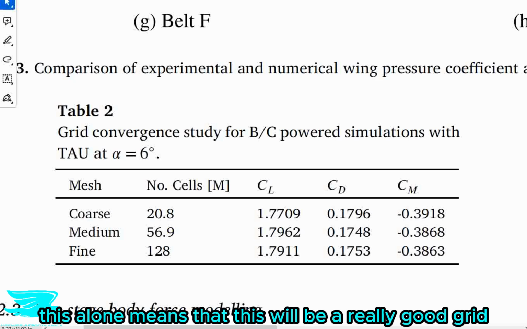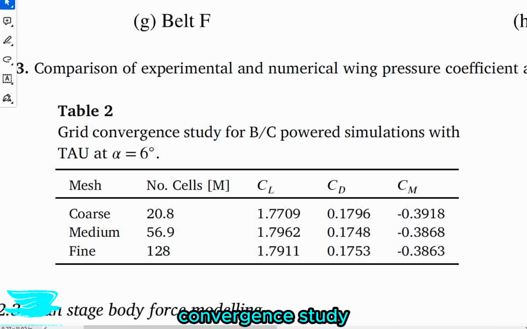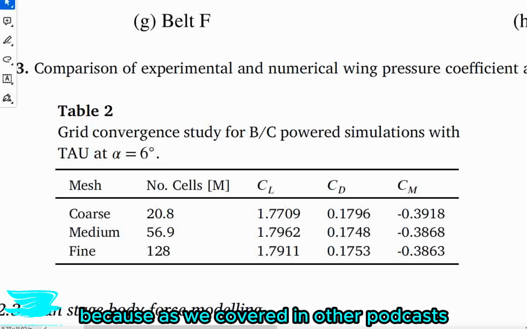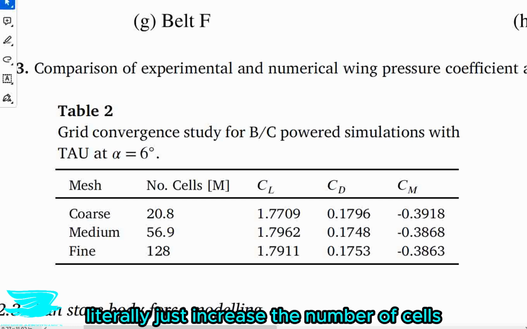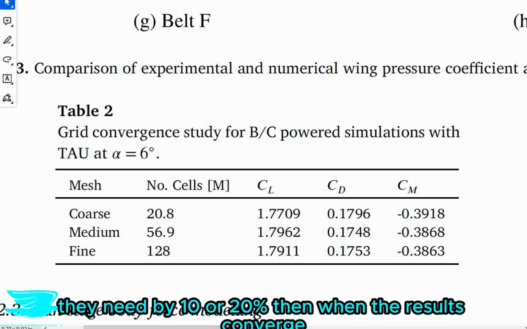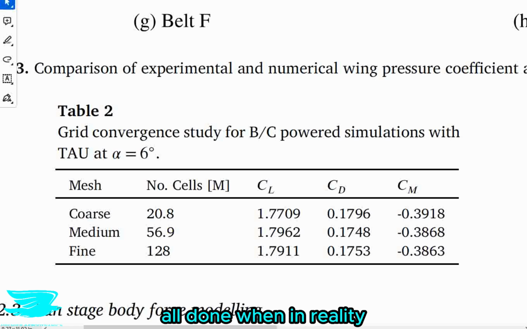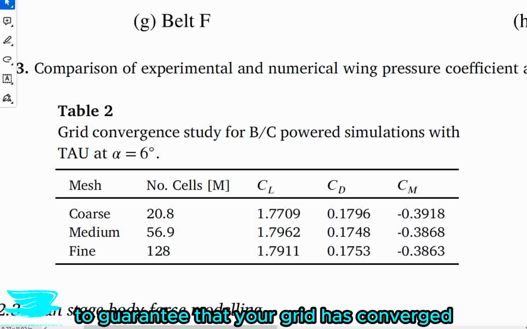This alone means that this will be a really good grid convergence study, because as we covered in other podcasts, much of the time researchers, when they do grid independence studies, literally just increase the number of cells by like 10 or 20%. Then when the results converge, they say, yep, all done. When in reality, that jump of 10 or 20% is nowhere near enough to guarantee that your grid has converged.